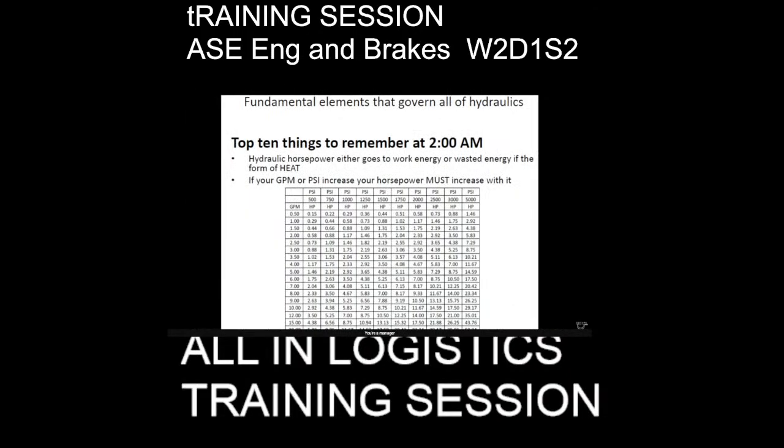here's a kind of a neat chart to demonstrate it. You go down the left hand side of the chart until you find 10 gallons a minute, and it takes 0.75 horsepower in order to run that system. If you double the pressure to 3,000 with the same 10 gallons per minute, the horsepower doubles. And if you look at 1500 psi and double your gallons per minute, it doubles as well.